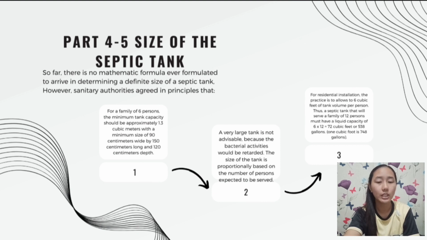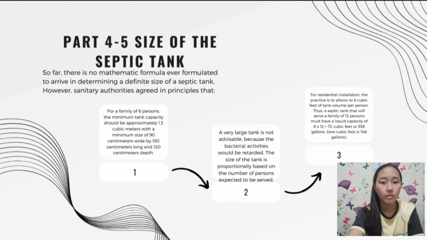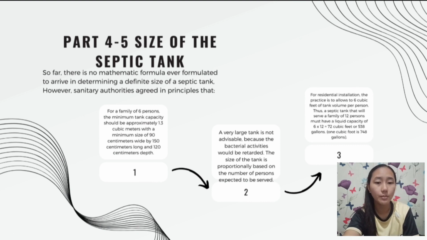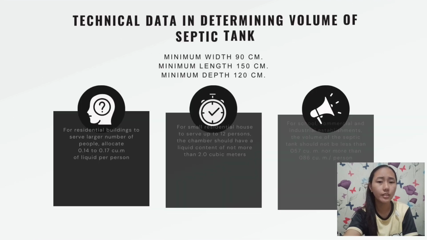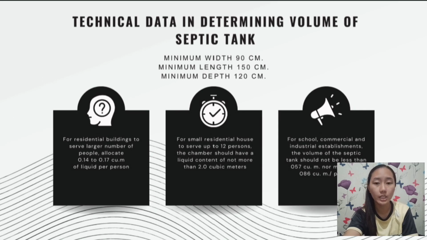Thus, a septic tank that will serve a family of 12 persons must have a liquid capacity of 6 times 12 equals 72 cubic feet or 538 gallons. So, 1 cubic foot is equal to 7.48 gallons. Technical data in determining volume of a septic tank: minimum width, 90 centimeters; minimum length, 150 centimeters; minimum depth or height, 120 centimeters.